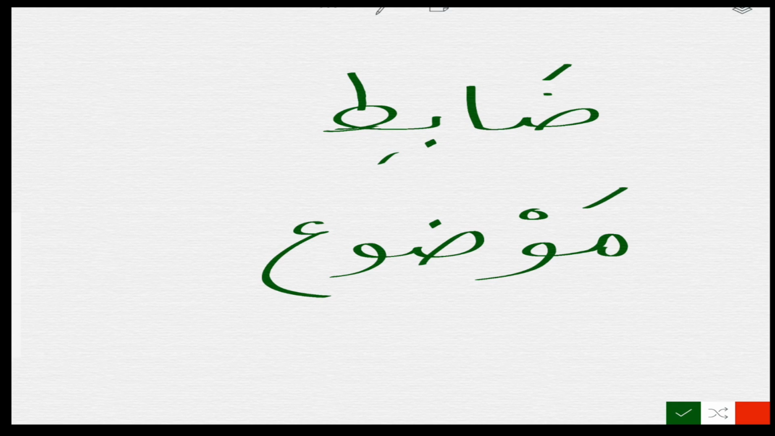Another example. Mawdu' in Arabic means subject or topic. Here, you see the letter Dhaad, how it's written? It is written as if it's at the beginning of a word.